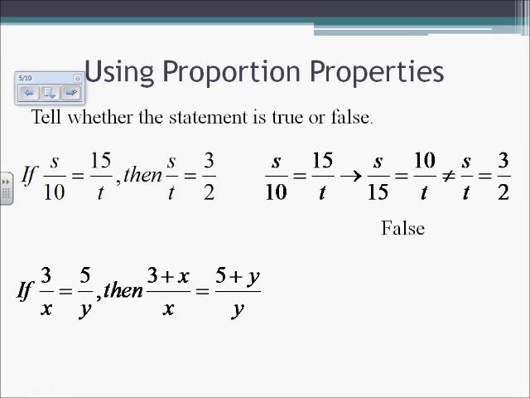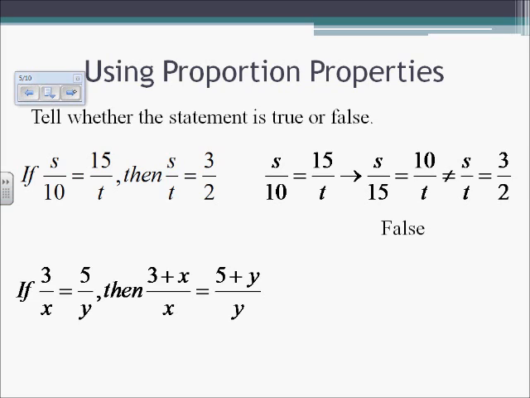Well, if we work this out, s over 10 is equal to 15 over t. That implies that s over 15 is equal to 10 over t, and that's not equal to s over t equal to 3/2, so therefore it's a false statement. We cannot invert that way.